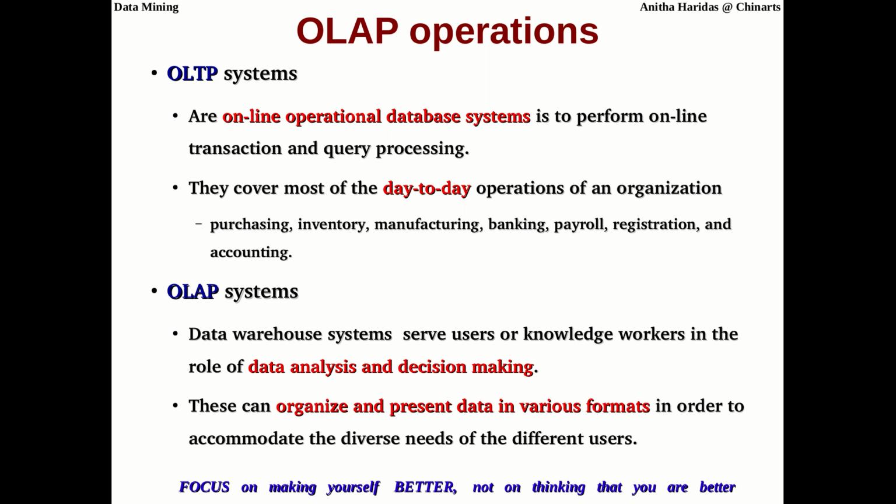So different kinds of formats will be available to present the data, which can be used for data analysis and decision making. So this is the basic difference between OLTP and OLAP. OLTP is a transactional processing system, which will be used for entering the daily transactions, whereas OLAP is mainly used for data analysis and decision making. So it needs to present the data in different formats, because there are different kinds of users who want to do the data analysis.